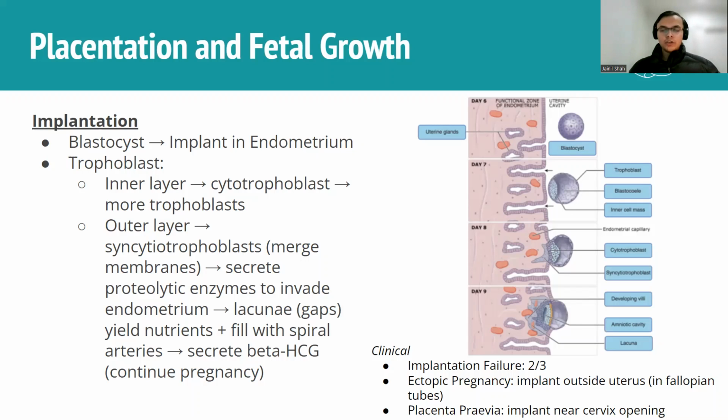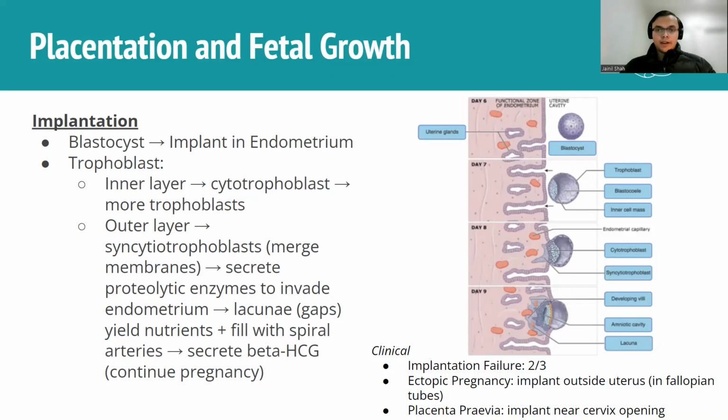That's got two functions. One is that when you're digesting the endometrium, you're going to yield nutrients, which is good for the implanting blastocyst. But also, those gaps can fill up with blood from spiral arteries, so it's also nourishing the blastocyst in another way. And at this stage, you also start secreting the hormone beta-HCG, which, as you know, is very important because it forms the basis of the pregnancy test.